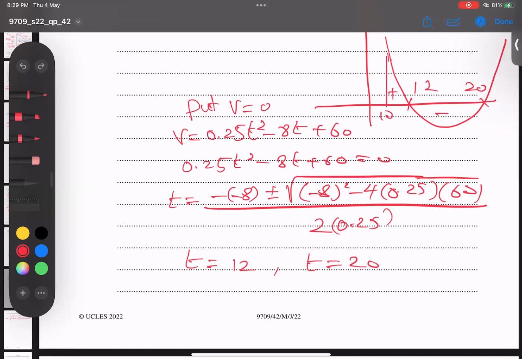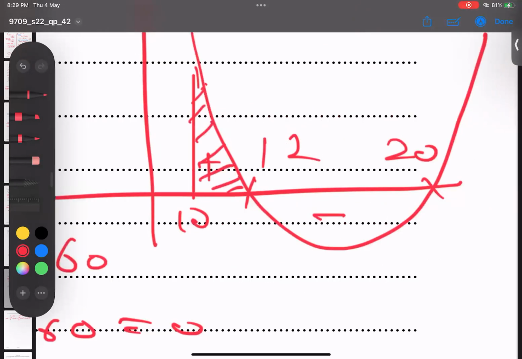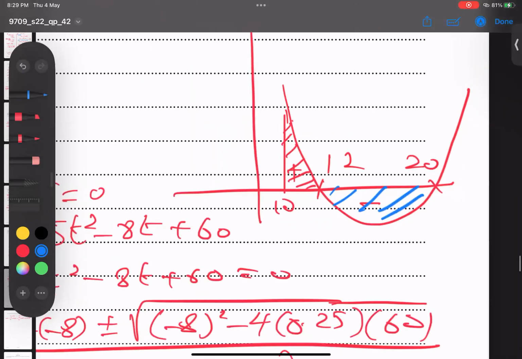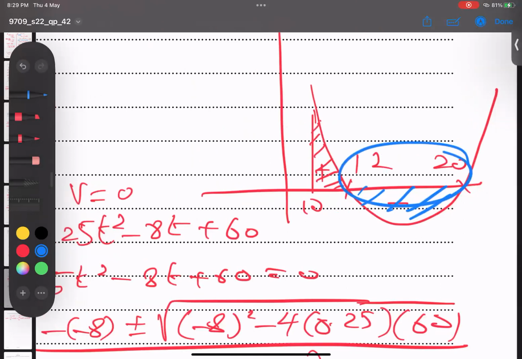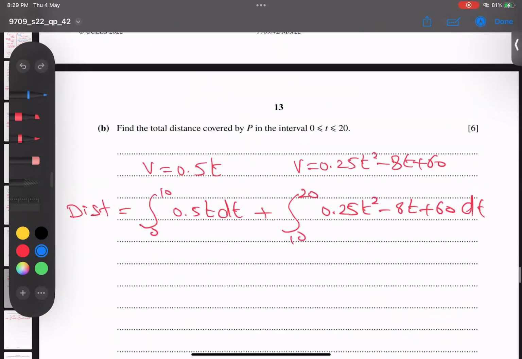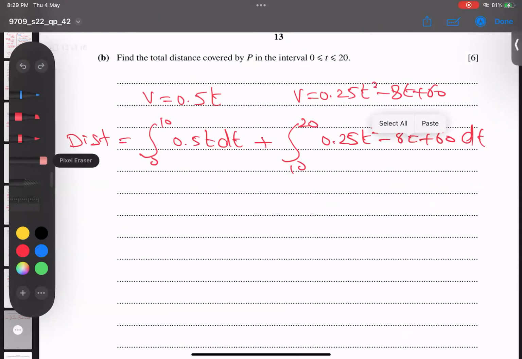So what I will do, students, is find this area separately: this one 10, and this blue area separately. So 10 to 12 separately, and 12 to 20 separately. This is the reason. So I will break this part into two parts. Let's see.